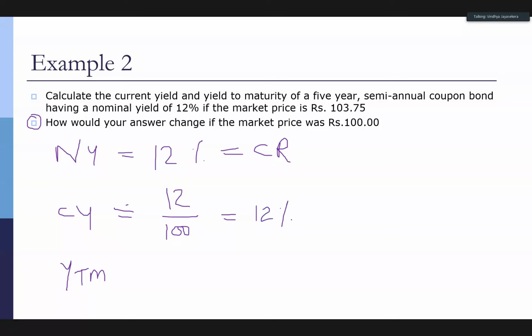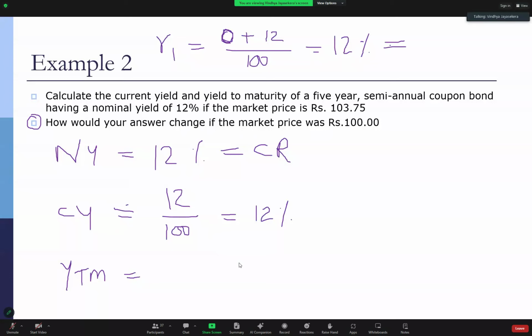Yield to maturity, I can do it in a couple of different ways, right? Let me show you. So yield to maturity, we can do it by the first guess method. If I do guess 1, R1 is equal to capital gain. Capital gain is 0. Do you see? You start with 100, end with 100, plus coupon of 12, divided by average price. Average price is still 100. So your guess is 12%, right? R1 is 12%.